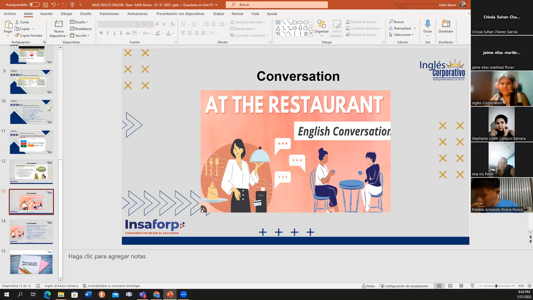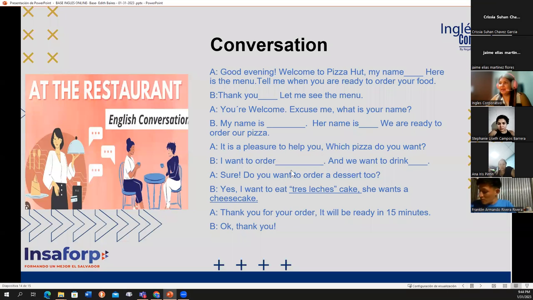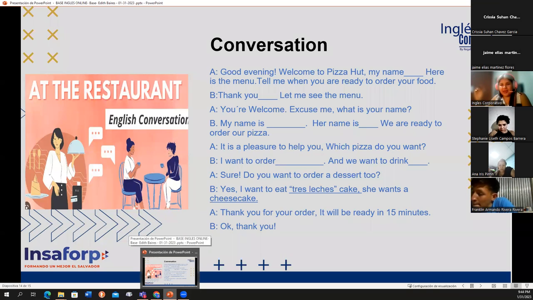Vamos a improvisar, okay? Les voy a poner esa conversación para que ustedes la tomen como base, pero you're going to change. Okay, Jaime Elias, do you want to participate? Yes, teacher. Okay, and Crisia, do you want to participate? Yes. Okay, you will be the waitress, Crisia, or do you want to order the food?